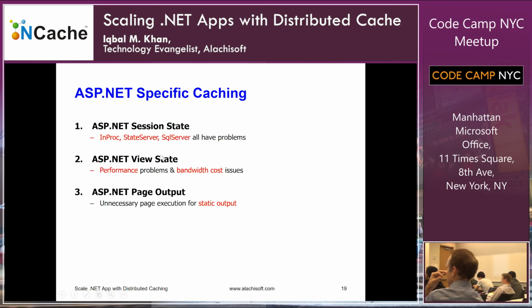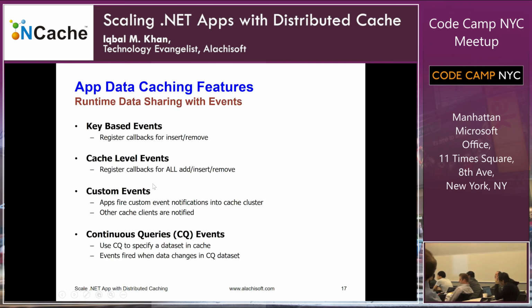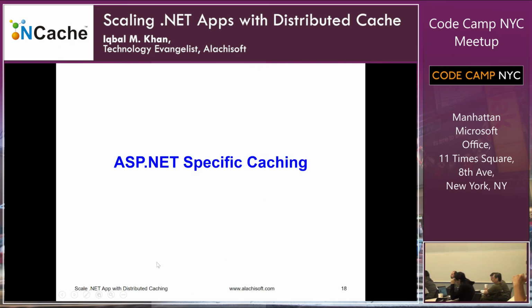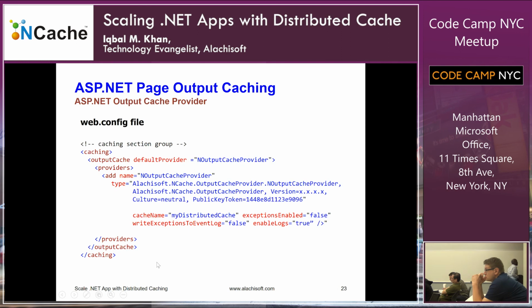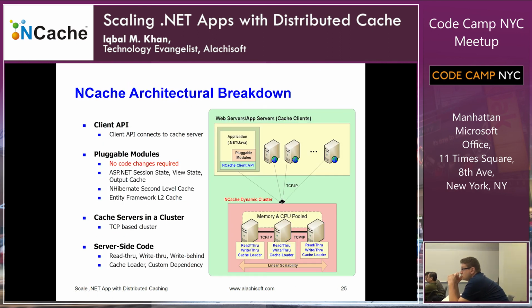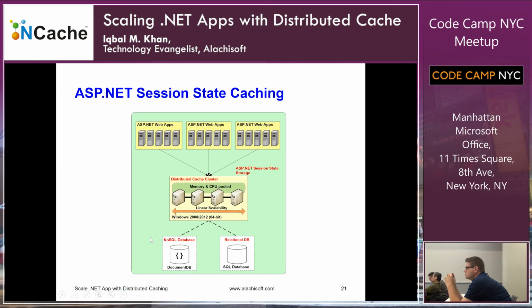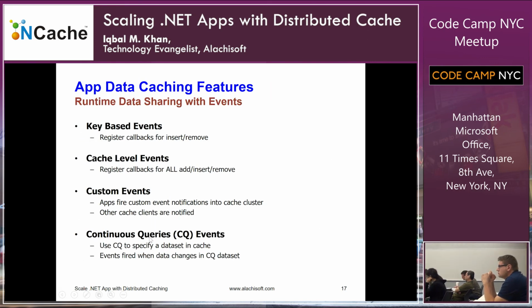So this allows you to use the cache as a really powerful way of sharing data across multiple instances of your application or across multiple applications. Because you have the infrastructure in-house, why not use this instead of building another message queuing infrastructure?